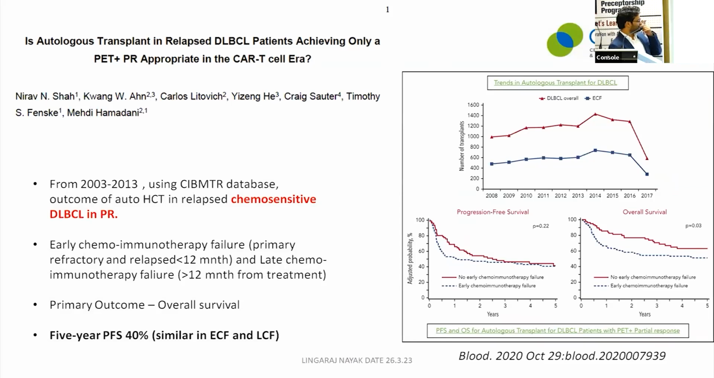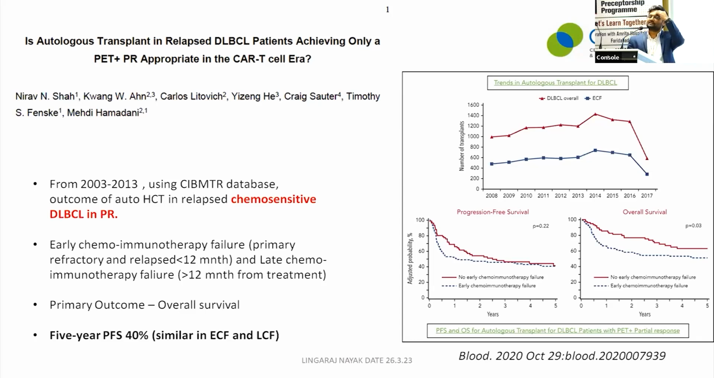So this is the data, the largest data from CIBMTR, and this is registry data which they collect prospectively. When they compared CAR-T and transplant in a PET PR after giving a salvage, the outcomes were more or less similar, 40 to 45%, nothing different, right? Even if they are early progressors or early relapse or late relapse, right? So that means if a patient has received a salvage, attained a PR, and underwent a transplant, the outcome is 40%.